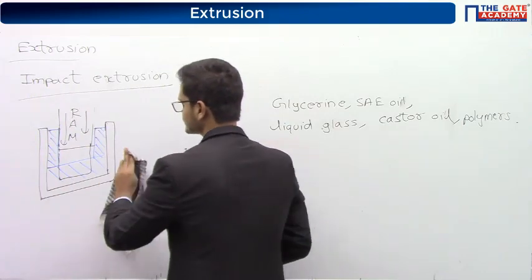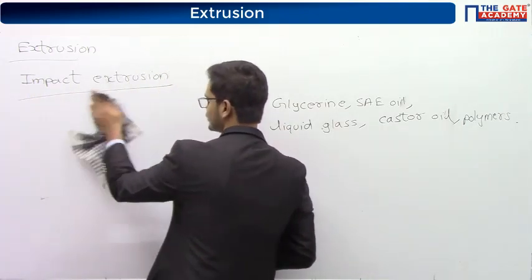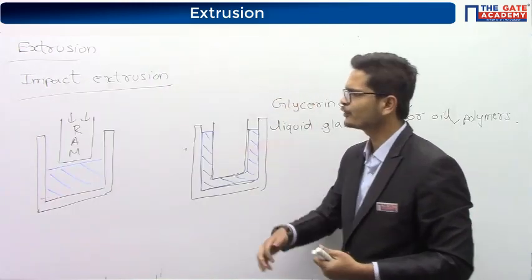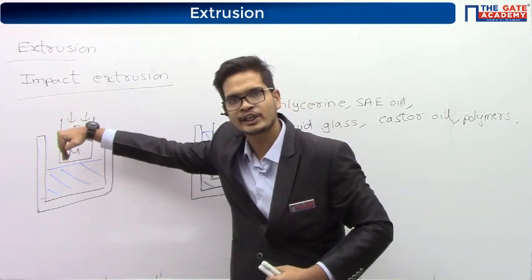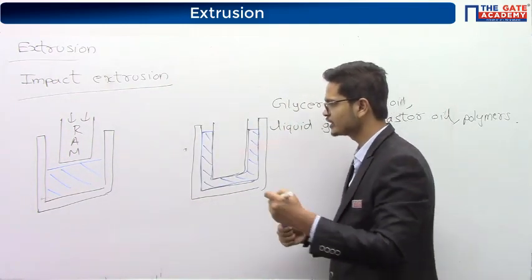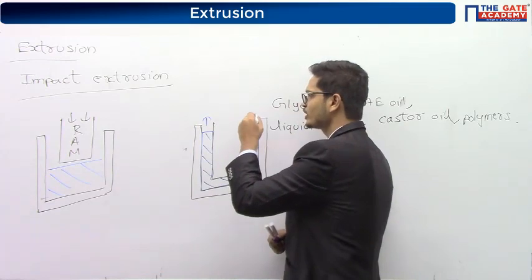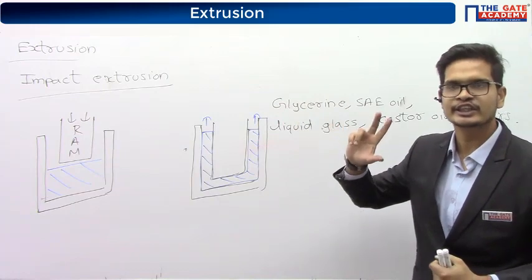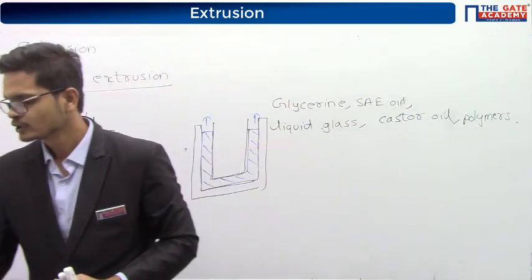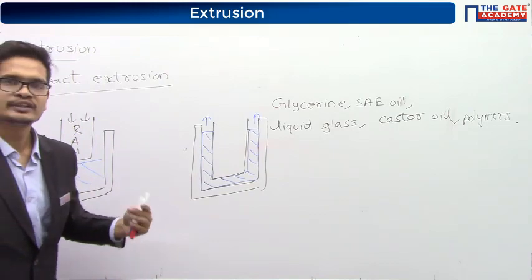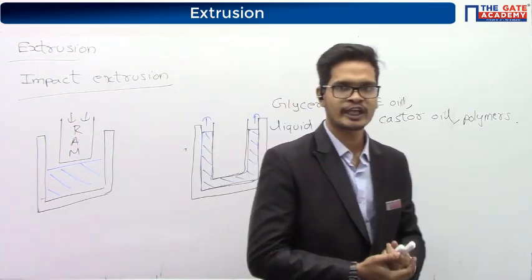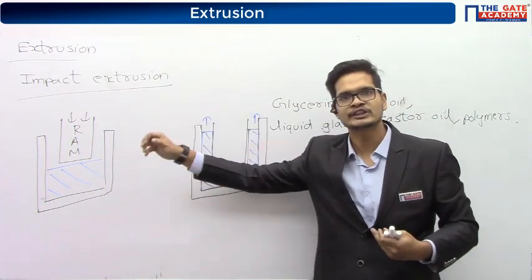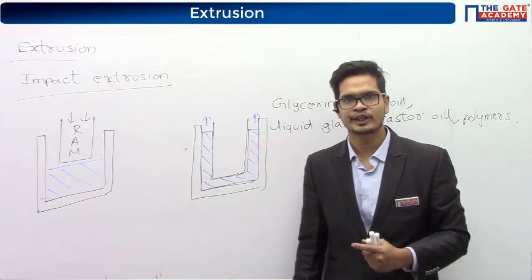Better I'll make two diagrams so that you don't get confused. So here you can see that the ram is moving in downward direction, and the extruded component is moving in upward direction. Right? So what is happening is that the direction is opposite. So a lot of books have written that impact extrusion is similar to backward extrusion, because in impact extrusion the motion of ram is opposite to the motion of the extruded component.